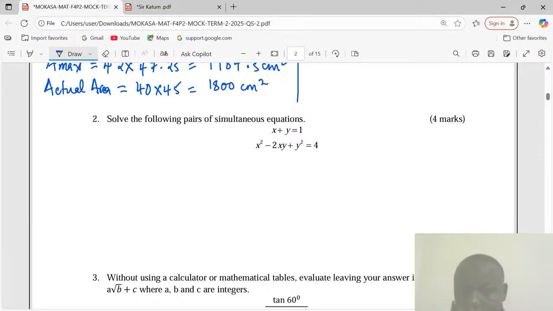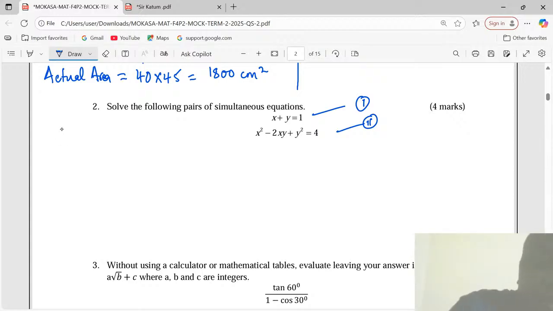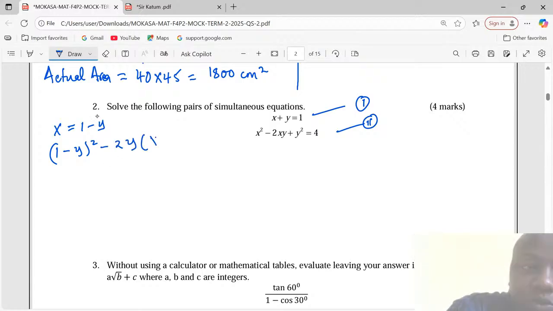Number 2. Now, from equation 1 and 2, when the pair is simultaneous, equation 1 can be expressed as x equals 1 minus y. Then we rewrite equation 2. Instead of x squared, we now have 1 minus y, all squared, minus 2xy, so 2y times x, where x is 1 minus y.